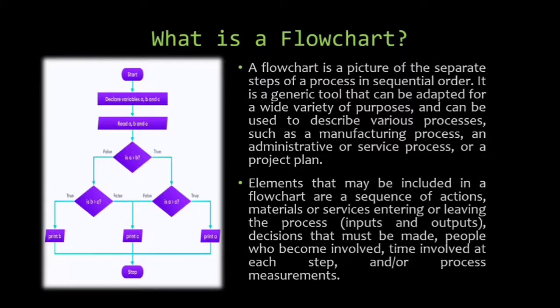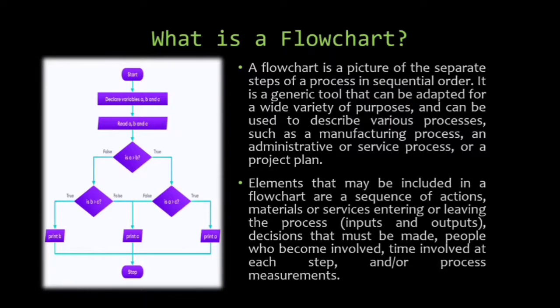So what is a flowchart? A flowchart is a picture of separate steps of a process in a sequential order. It is a generic tool that can be adapted for a wide variety of purposes and can be used to describe various processes such as a manufacturing process, administrative or service process, or project plan.